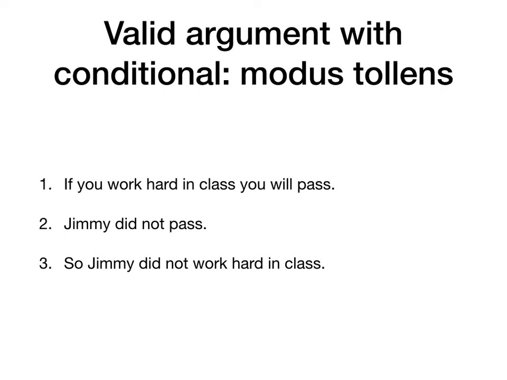Anyway, modus tollens is an argument of this form. If you work hard in class, you will pass. Jimmy did not pass, so Jimmy did not work hard. If A, then B, not B, so not A, right? If it's really true that anyone who works hard will pass the class, then we know from the fact that somebody didn't pass that he didn't work hard, right? If A, then B, so you know that whenever you have A, you're going to have B as well. Well, the fact you don't have B tells you you don't have A, right? Modus tollens is a valid form of argument and an important one.